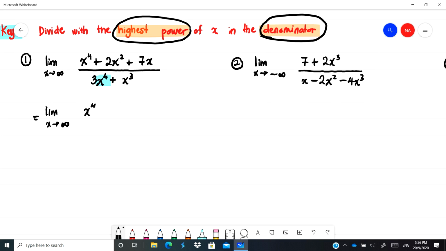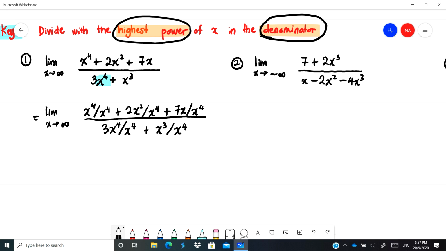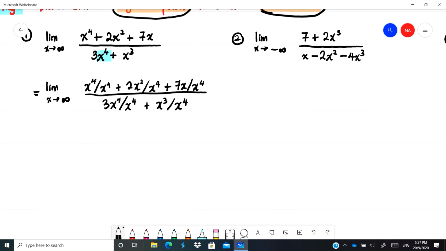X to the power of 4 divided by x to the power of 4, plus 2x to the power of 2 divided by x to the power of 4. We divide every term by the highest power of x that occurs in the denominator. So 7x divided by x to the power of 4. We'll divide the whole thing by 3x to the power of 4 divided by x to the power of 4, plus x to the power of 3 divided by x to the power of 4. Meaning each term is divided by the highest power of x in the denominator.